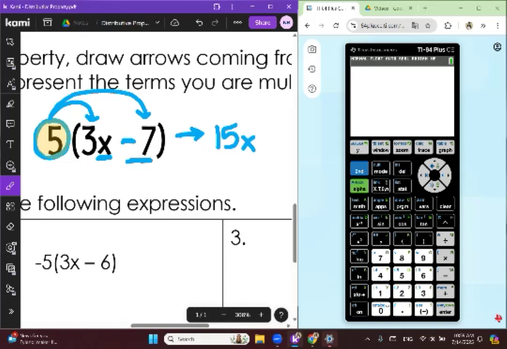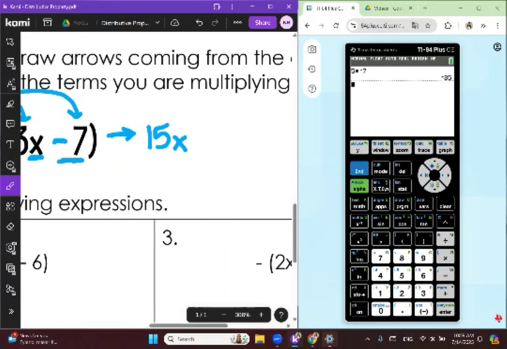So 5 times -7. Let's say I'm not very good with my negatives, so I'm going to use my calculator. It gives me -35. So we get 15x minus 35. And that's my answer. The distributive property is that simple.